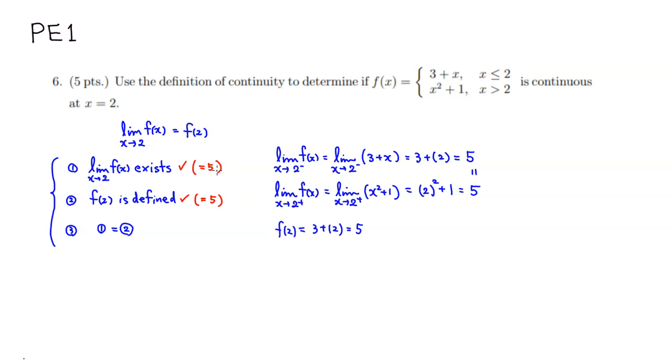Since both the limit and f of 2 give you 5, we know that number 1 is equal to number 2. Therefore, it satisfies the definition of continuity at x equals 2. So therefore, we know that f is continuous at x equals 2.